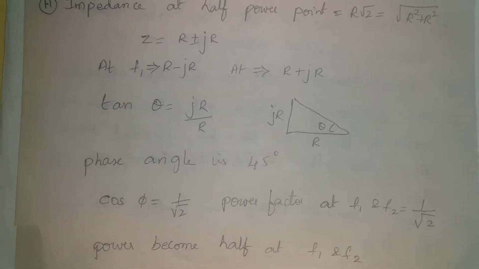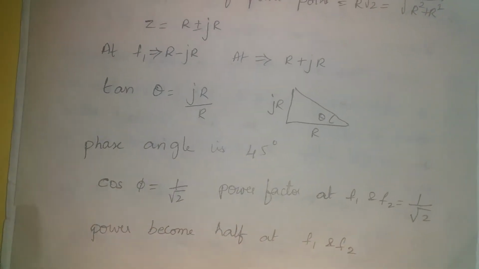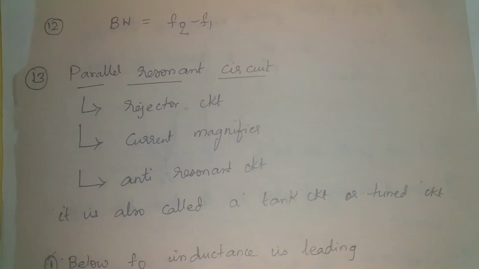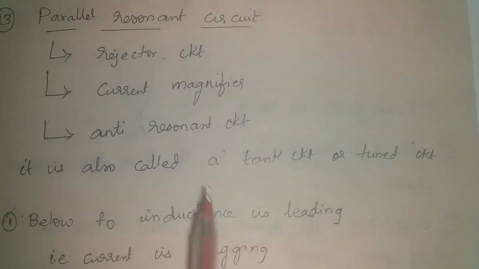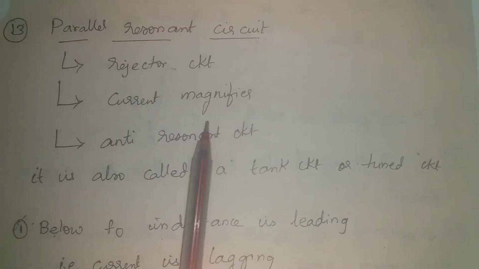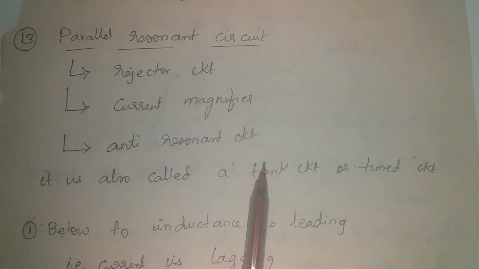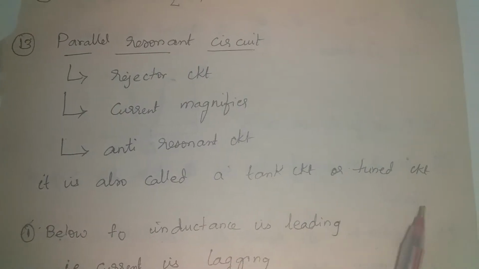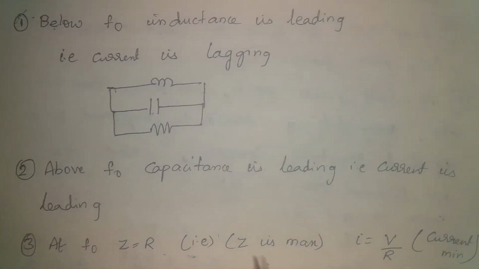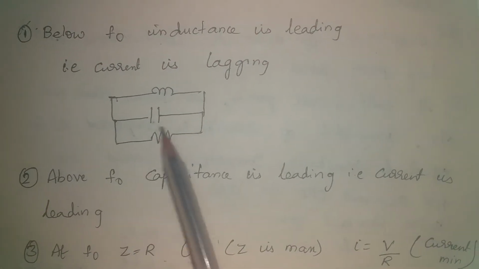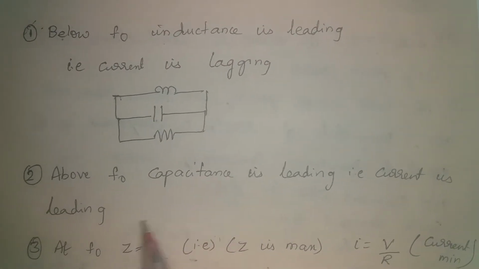Okay. Now let's go ahead and see some more properties. So what is the bandwidth? F2 minus F1. So what is a parallel resonant circuit? Parallel resonant circuit is a rejector circuit, current magnifier, anti-resonant circuit. It is also called a tank circuit or a tune circuit. Here is a parallel resonant circuit in which the inductor, capacitor and resistor are connected in parallel with the source.